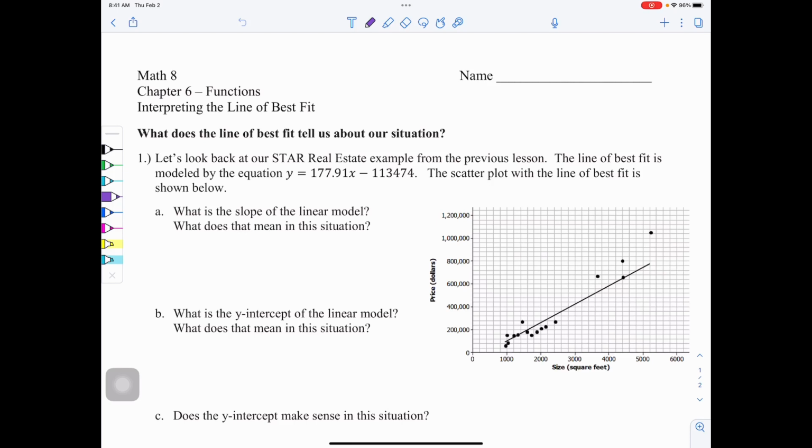Our next lesson is called Interpreting the Line of Best Fit. So what does the line of best fit tell us about our situation? That's what we're going to discuss today.